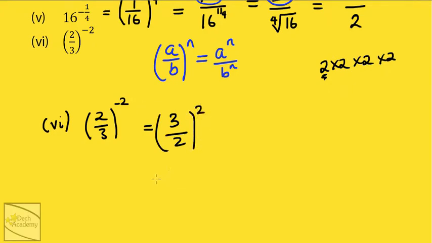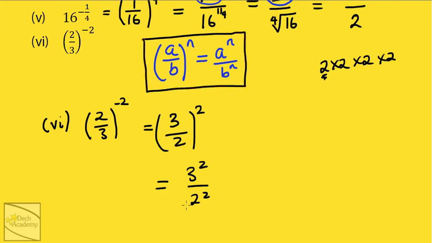So now I have 3 over 2 all raised to the power of 2. Now this is an easy problem because 3 over 2 all raised to the power of 2 is the same thing as 3 squared divided by 2 squared. And all I've done is use this rule here. 3 squared is what? 9. And 2 squared is 4. So it's this simple.